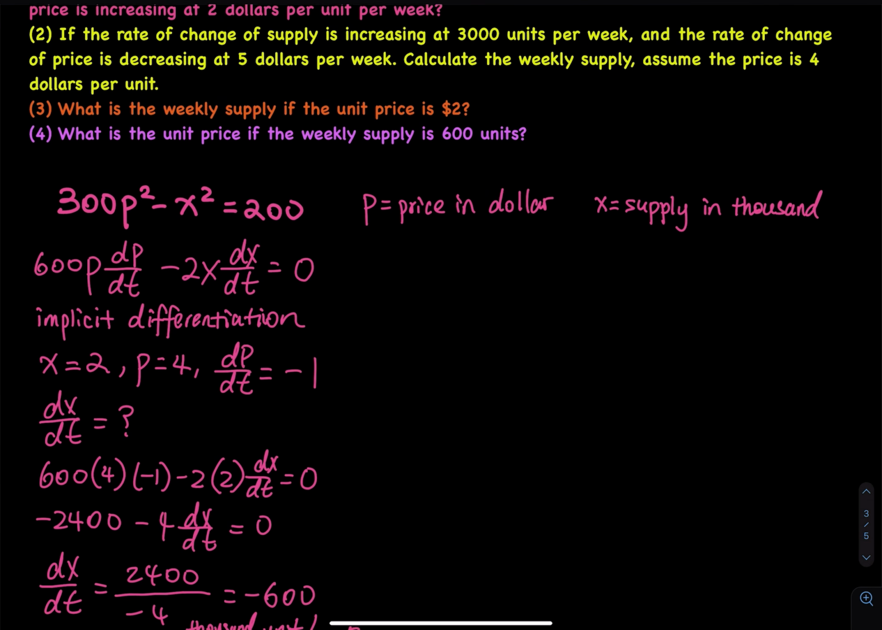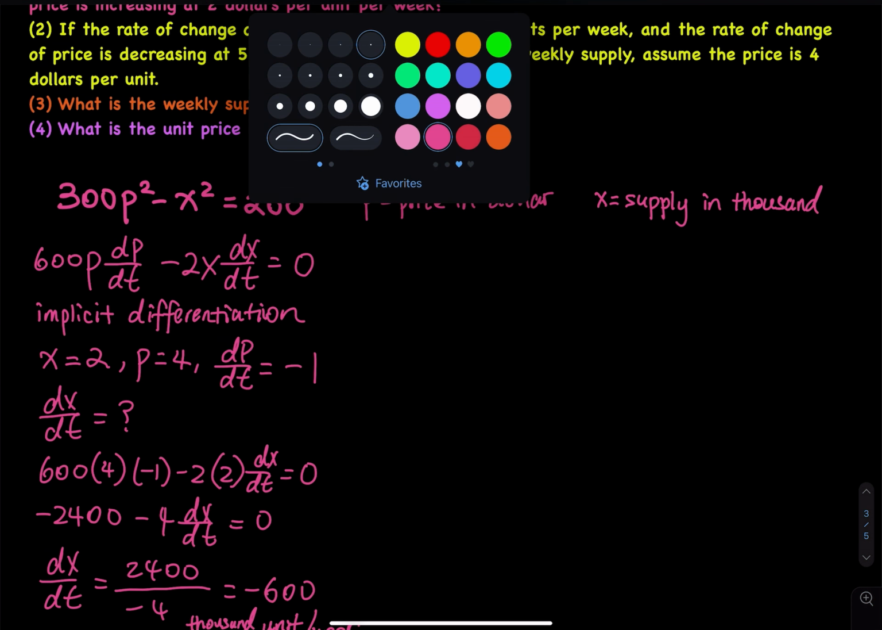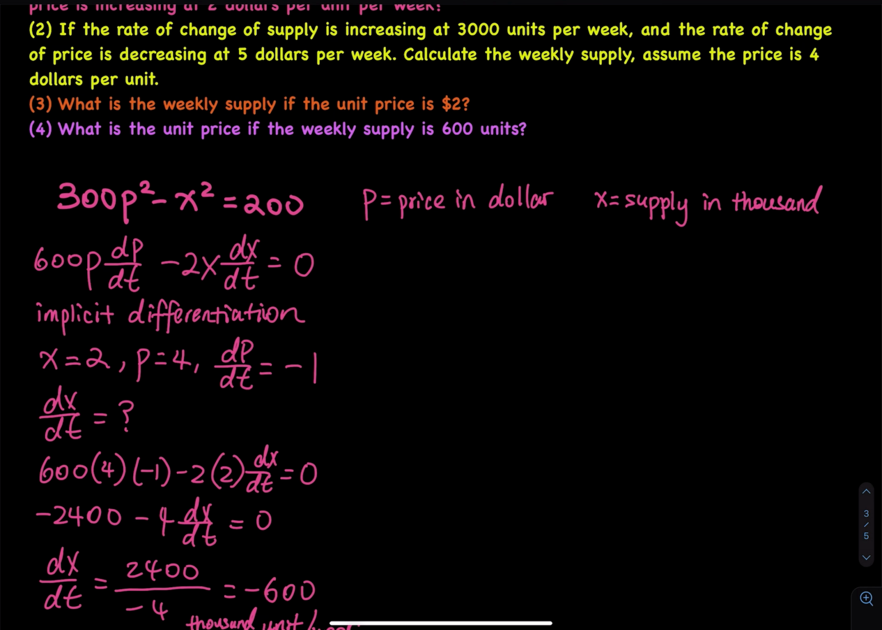The next question, they said if the rate of change, let me change the color. So if the rate of change of supply is increasing at 3,000 units per week, so that will be the dx/dt. So for number 2, what if dx/dt is increasing at 3,000 units per week? So since this is already in 1,000, I will just write 3, and increasing, I will just add a positive to it, and the rate of change of price is decreasing, so that is dp/dt is decreasing at $5 per week, so that will be -5, and then calculate the supply, so x is unknown, and then assume the price is 4.